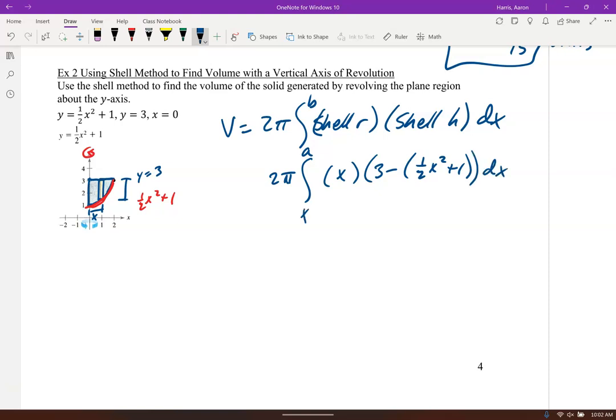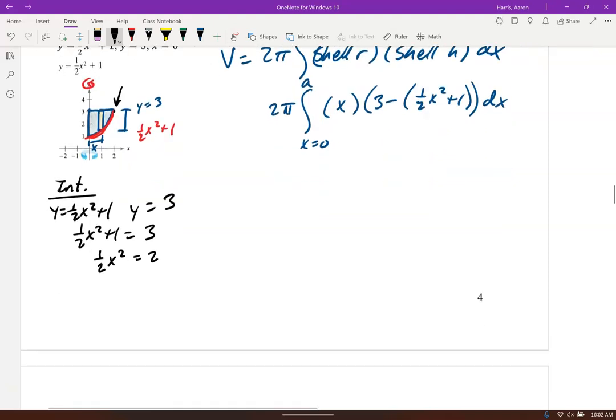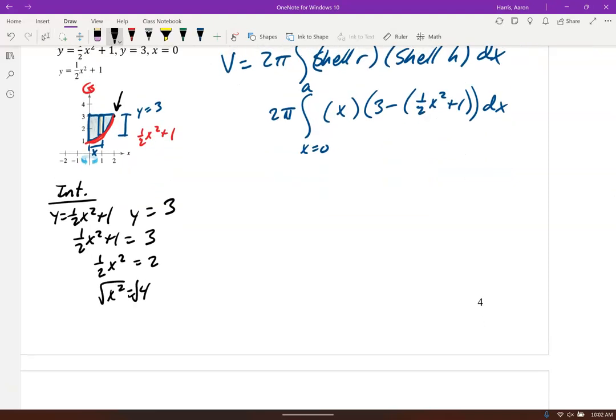And then from an x value of 0 over to, we haven't addressed this yet. Let's make sure, it looks like it's 2, but where do they intersect? Where's the intersection of 1/2 x squared plus 1 and y equal 3? Where do they hit? So 1/2 x squared, subtract 1 on both sides, I got 2, multiply by 2 over 1, so I got x squared equals 4, so that looks like they hit at plus or minus 2. Of course, this would be the x value of 2, so they go up and they hit at 2. So we're going to sum it up from 0 to 2, and then let's go ahead and finish this.